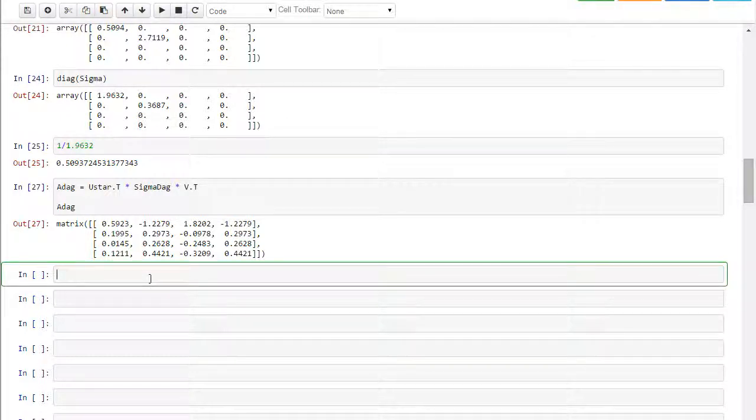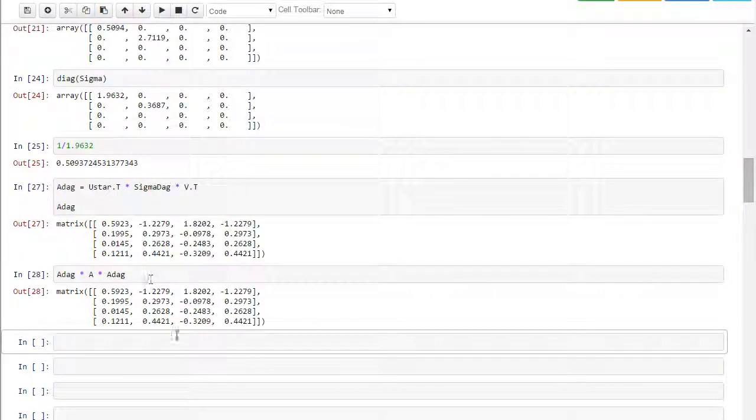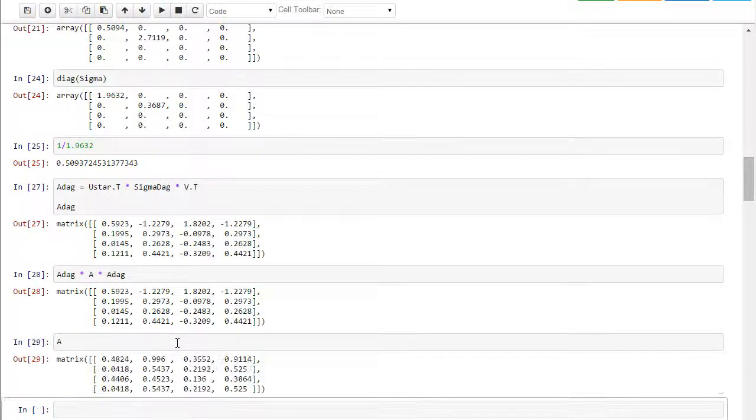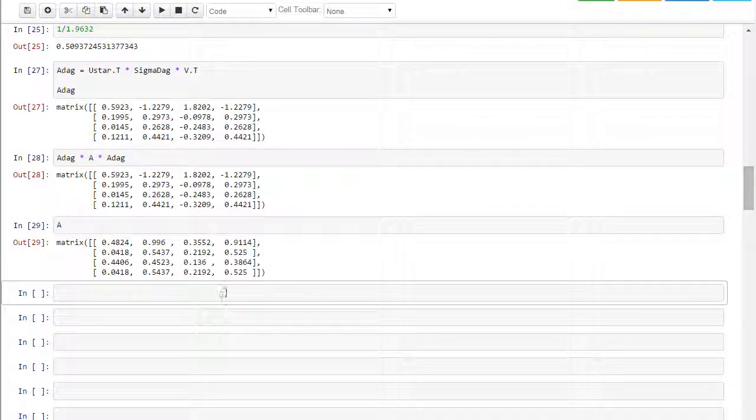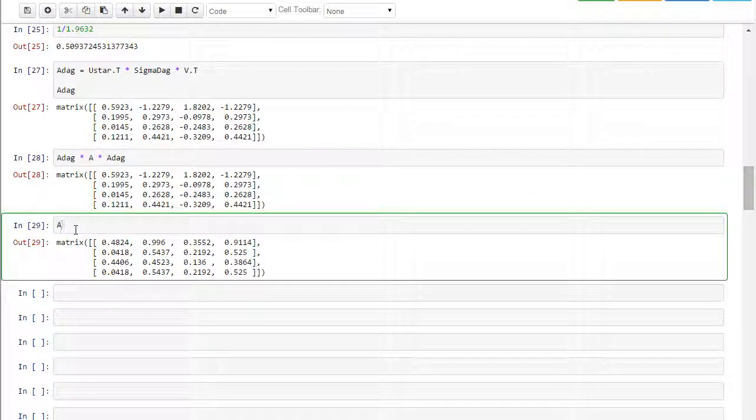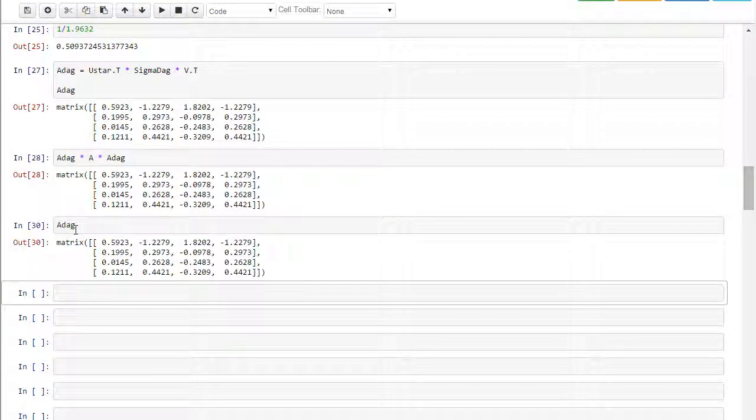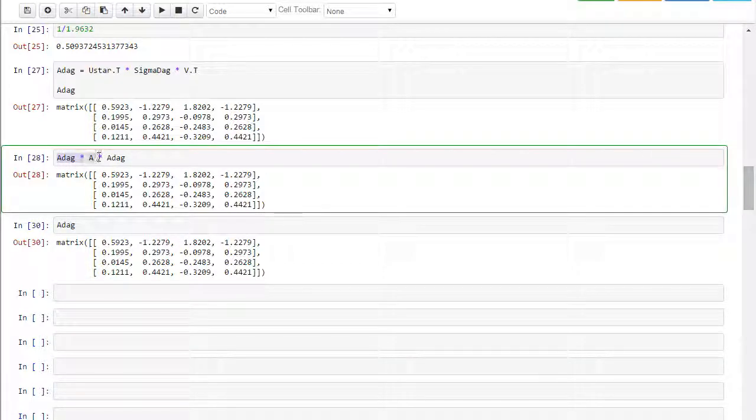And if I take, for instance, A dag times A times A dag, then I get that. And if you'll notice, that's the A dag. Okay, so essentially, as long as I'm multiplying by an A or an A dag, then these two can cancel each other.